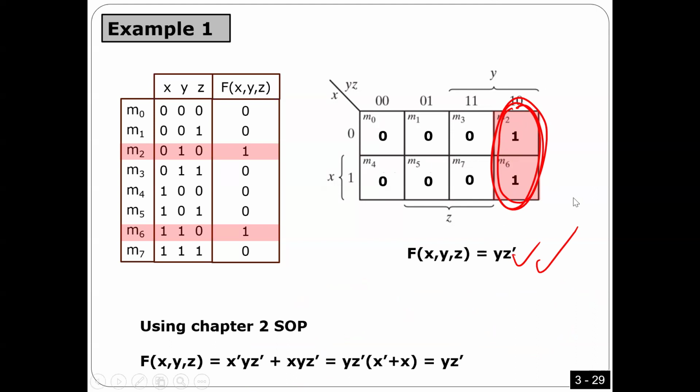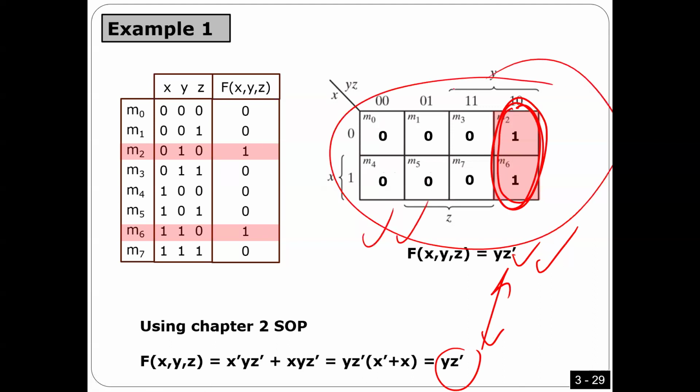I want to link what I did here with what I did in chapter 2. In chapter 2, I told you any function is going to be the OR of two min terms. These are the two min terms. If I do algebra manipulation, I will get the same result. For sure, I don't need to double the work. So anyway, you can see this is much easier, very easy.